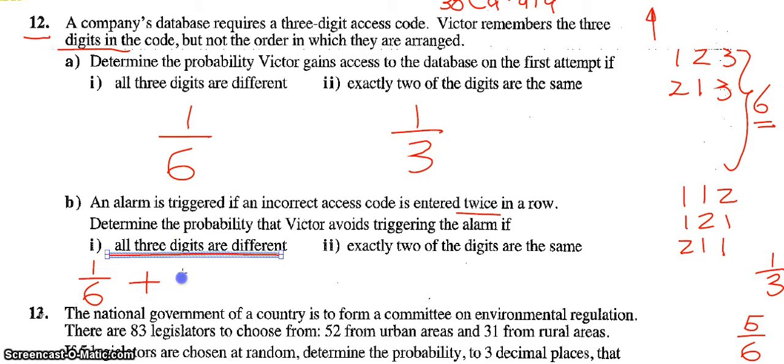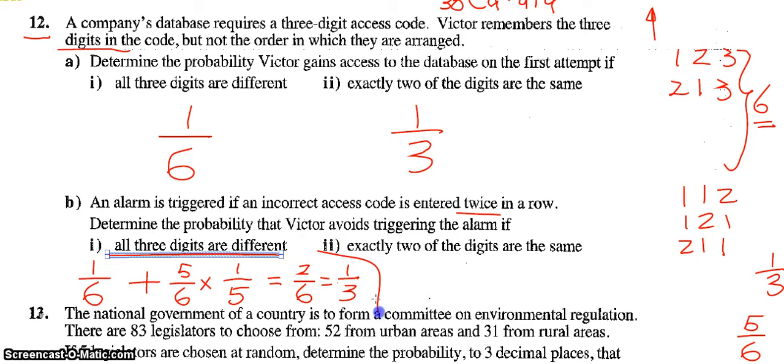Let's write again. 5 out of 6, times, well, he tried again. So now the second time he tries, he already tried one combination. He won't try it again. So there's only 5 combinations left, and then one of them will be correct. So that's the answer. So just add them. So the answer should be 2 out of 6. Should be 33%. 1/3.